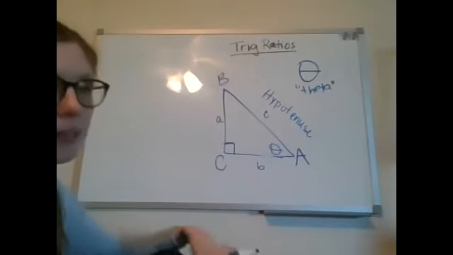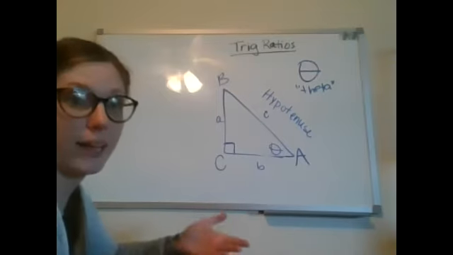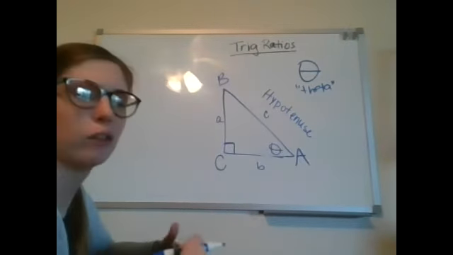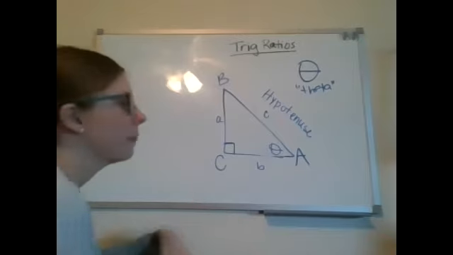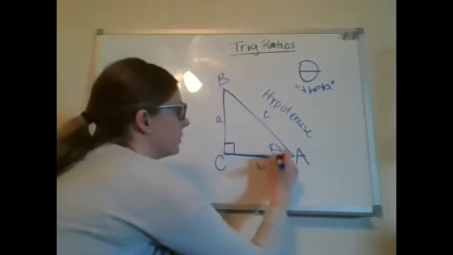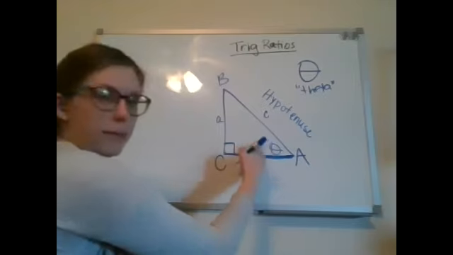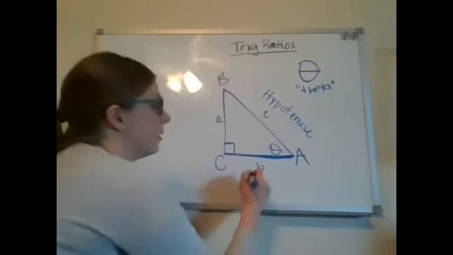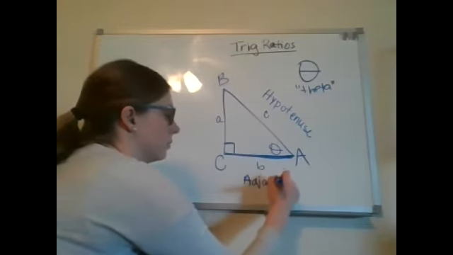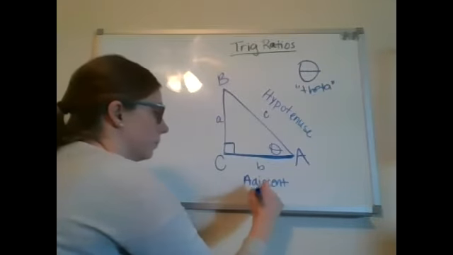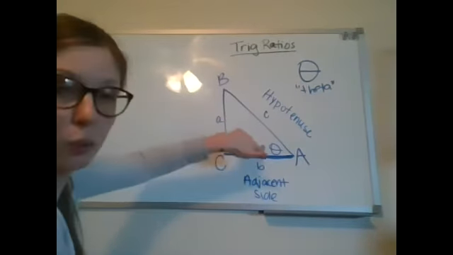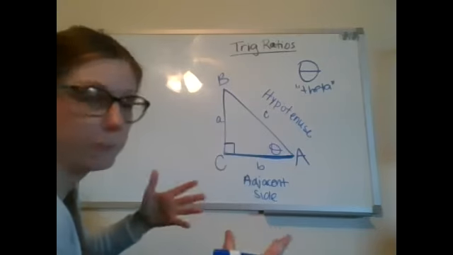Now, A and B, like I said last time, those are the legs. They are the sides of the triangle. But now we have to look at them more specifically. For B right here, see how this side is part of the ray that creates angle theta? This is called the adjacent side. It's called the adjacent side because it is connected to the angle theta.